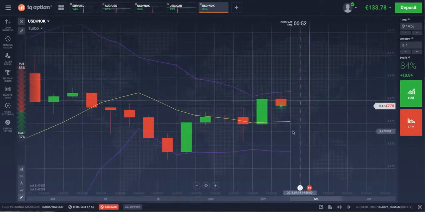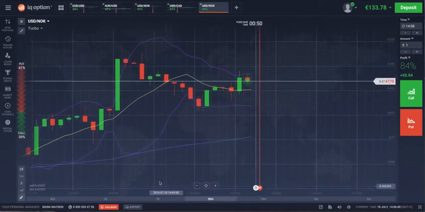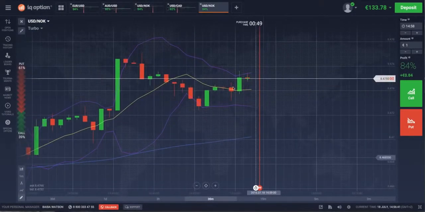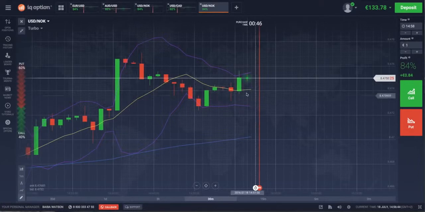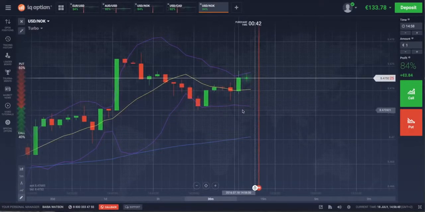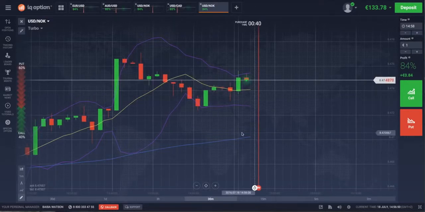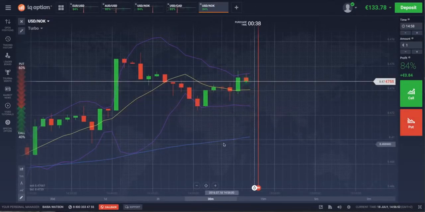Again, the strategy says that following the trend, as soon as the candle breaks the upper line or the bottom line, you have to invest on call if the trend is ascending, or on put if the trend is descending.